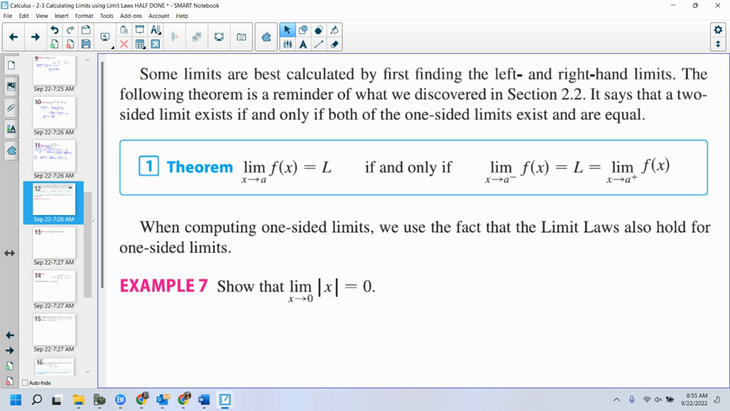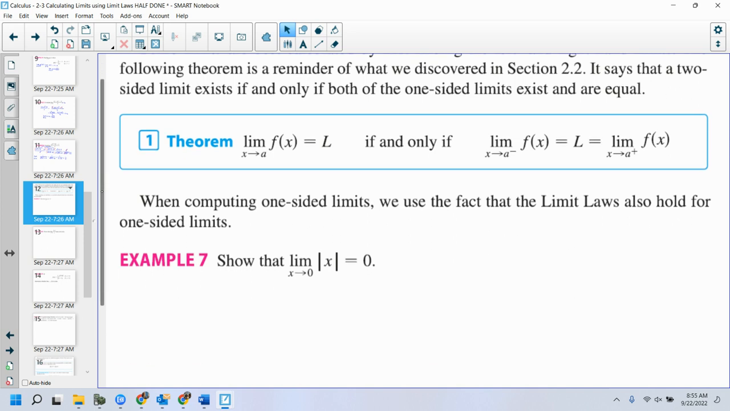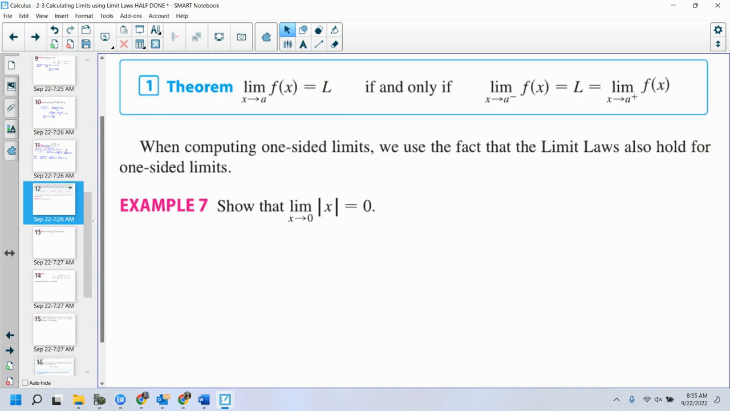The limit as x approaches a of f of x is equal to L if and only if the limit of the function on the left side matches the limit of the function on the right side. When computing one-sided limits, we use the fact that the limit laws also hold for one-sided limits. So for example, this one. Show that the limit of x going to 0 of the absolute value function is 0.